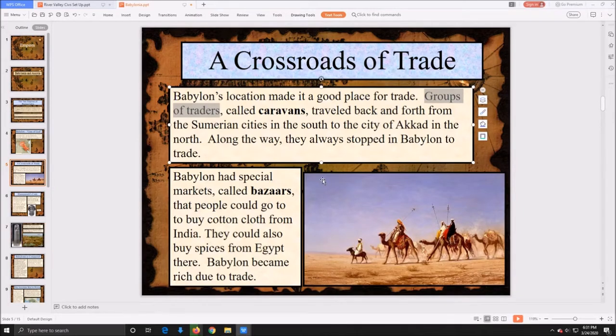Now, the markets in Babylon had a special name. They were called bazaars. So go ahead and make a number 2 and write down bazaars, if you would.